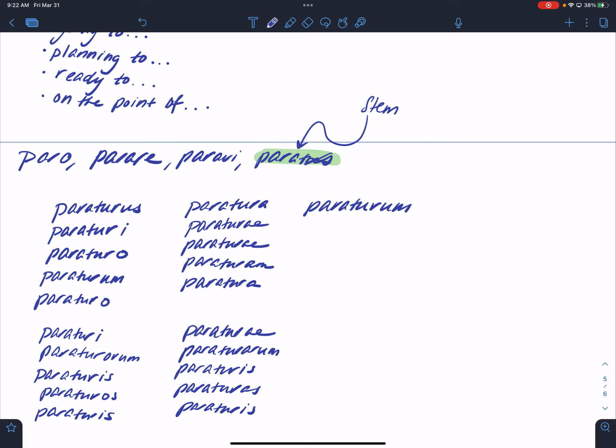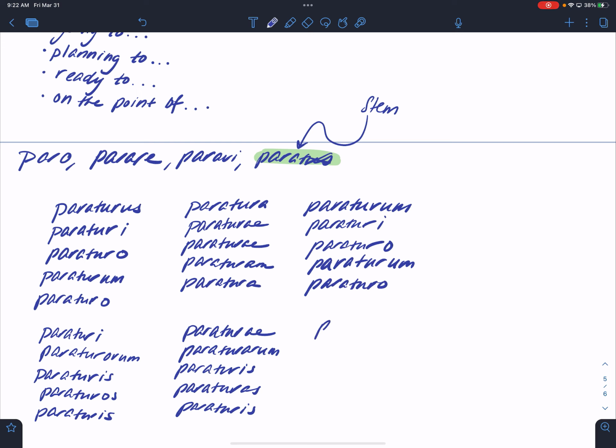Ooh, I hope we get it in. Paraturum, paraturi, paraturo. You can see my handwriting is also getting worse. Paraturum. All right, let's just finish this and then you guys can go. Paraturum.